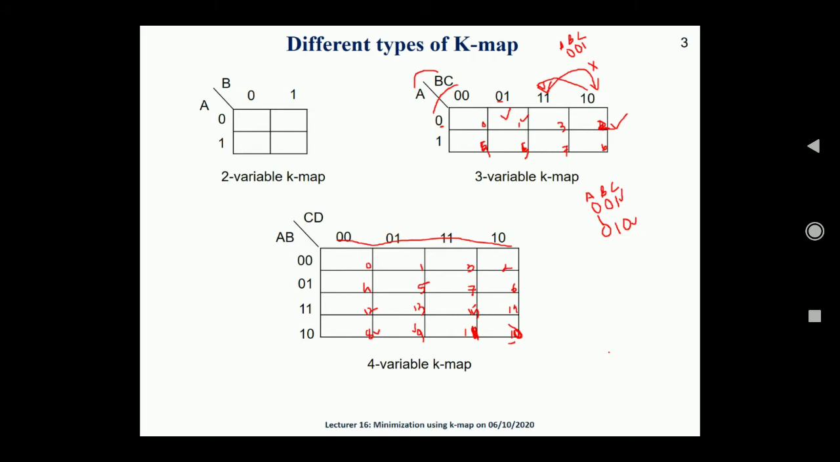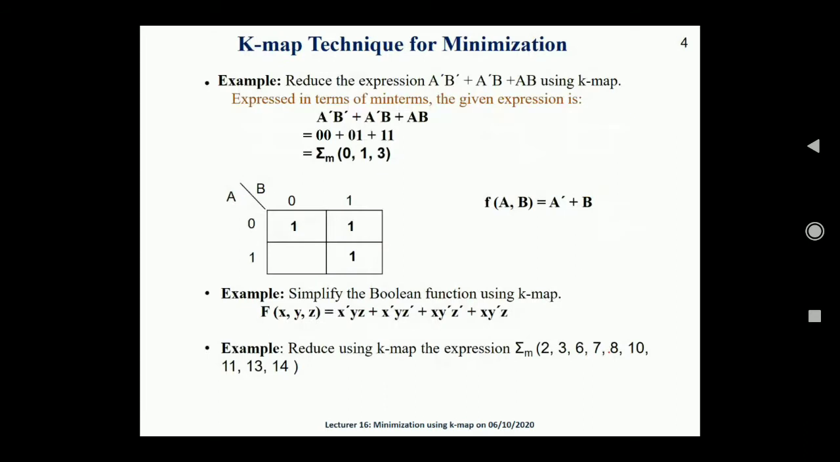Now we know the construction procedure. But how can we simplify a Boolean expression with the help of K-map? I am taking one example and explaining from it; if you have any doubt, you can ask me again. Suppose this is the example: reduce the expression A bar B bar plus A bar B plus AB using K-map.